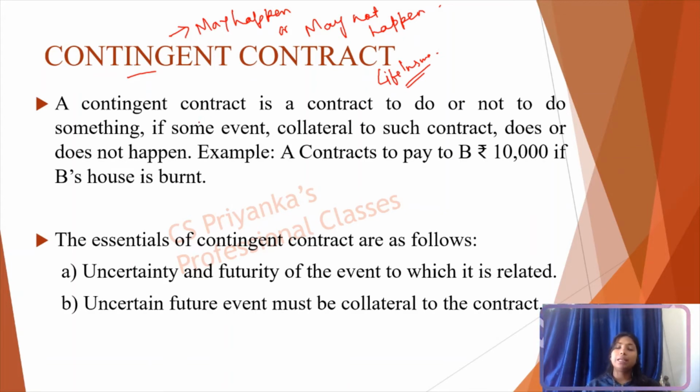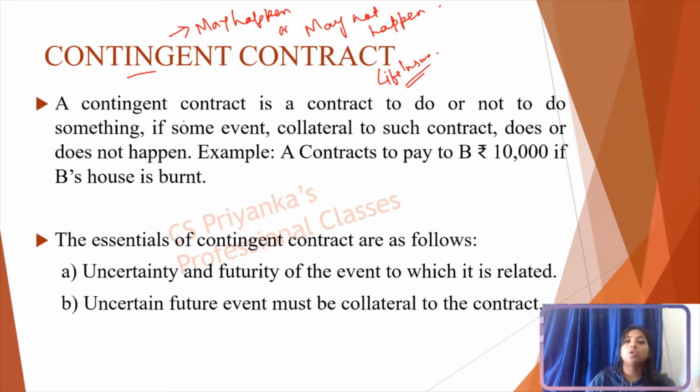For example, any type of insurance, like car insurance. Whenever the car meets an accident and is damaged, I will get the insurance amount. I don't know whether in this year my car will be damaged or not, or whether I will meet an accident or not. This is very uncertain in nature. It may happen, may not happen. That type of contract is called a contingent contract.